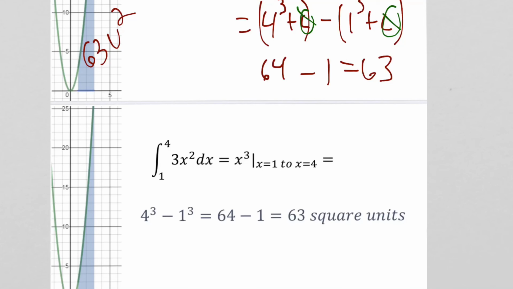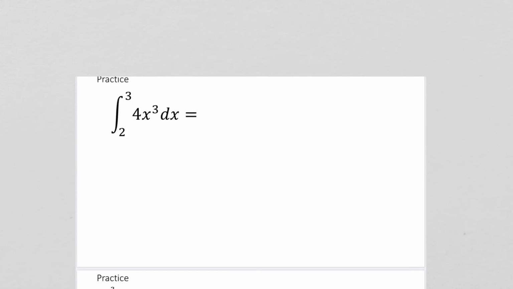All right, so let's try another one. Okay, try to do the definite integral from 2 to 3 of 4x cubed, which is going to give us the area under the curve of 4x cubed. If you know how to do this, you should try to do it yourself right now. If you need help, then don't pause. I will just start working through this.